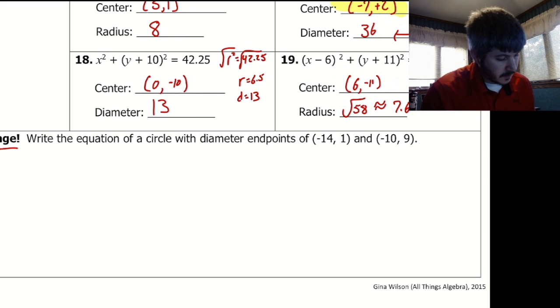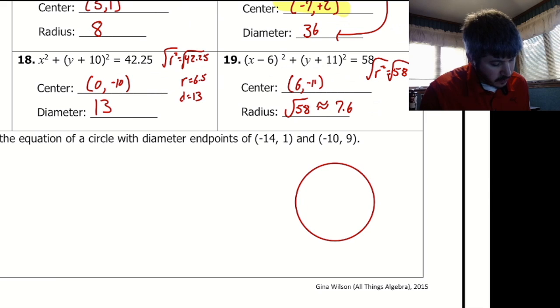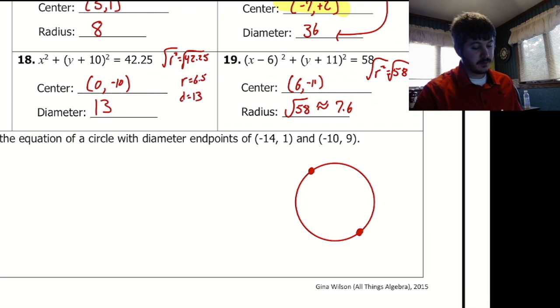But I'm going to just draw a picture of kind of what this would look like. It says negative 14 and 1, so that could be somewhere over here, and then negative 10, 9. I don't really have it drawn to scale because we don't know where the origin is. I'm just going to put two arbitrary points here and here. I know this is not an accurate description of where these points would be on a graph.